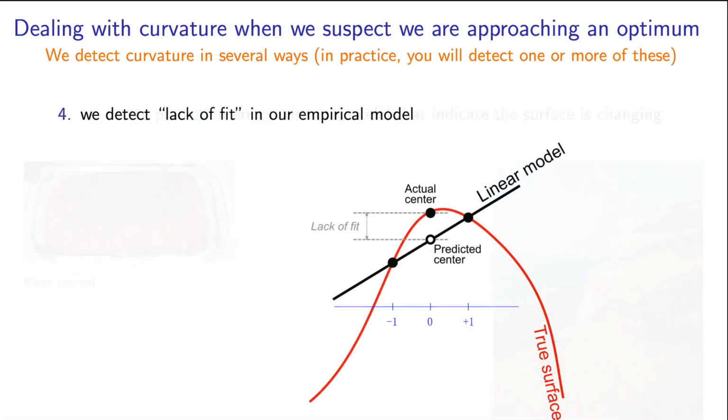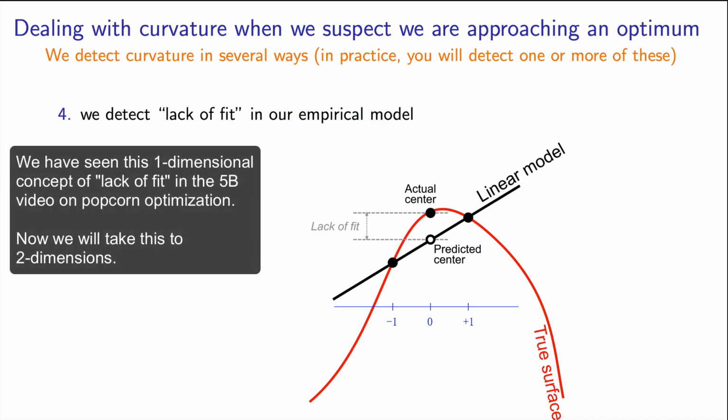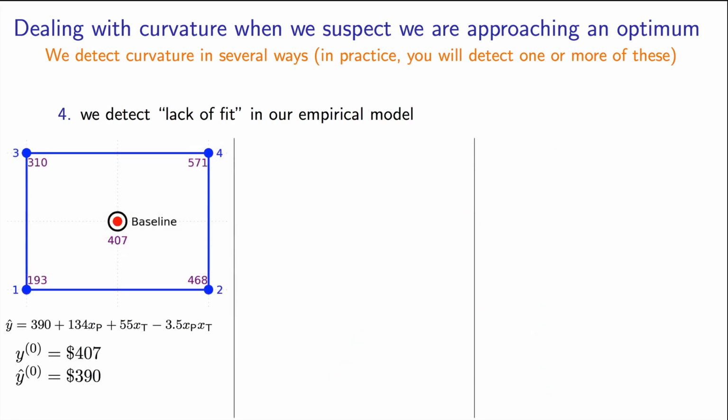A fourth way to detect curvature is that our model does not fit the surface very well. A linear model cannot fit a curved surface well, and we use the terminology lack of fit to quantify that. Let me show you. In our first factorial, the center point was $407, but the predicted center point was $390. That's a difference of $17. Now that might seem large, but it really isn't when we compare it to the main effect of 55 and 134. Recall what the interpretation of that number 55 is again. So a $17 difference really is small, indicating a small lack of fit.